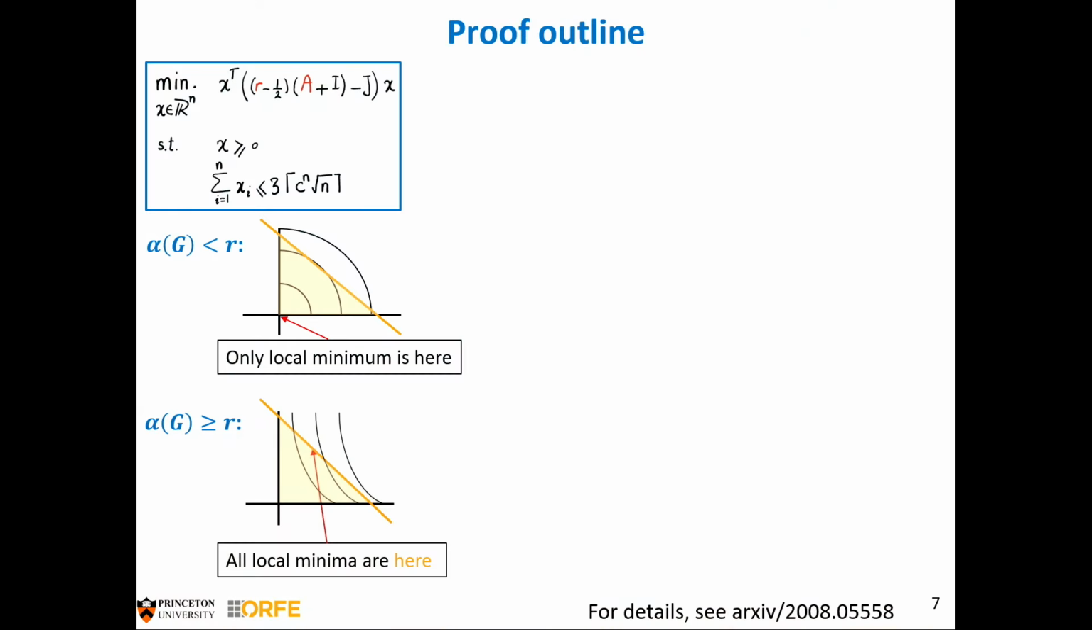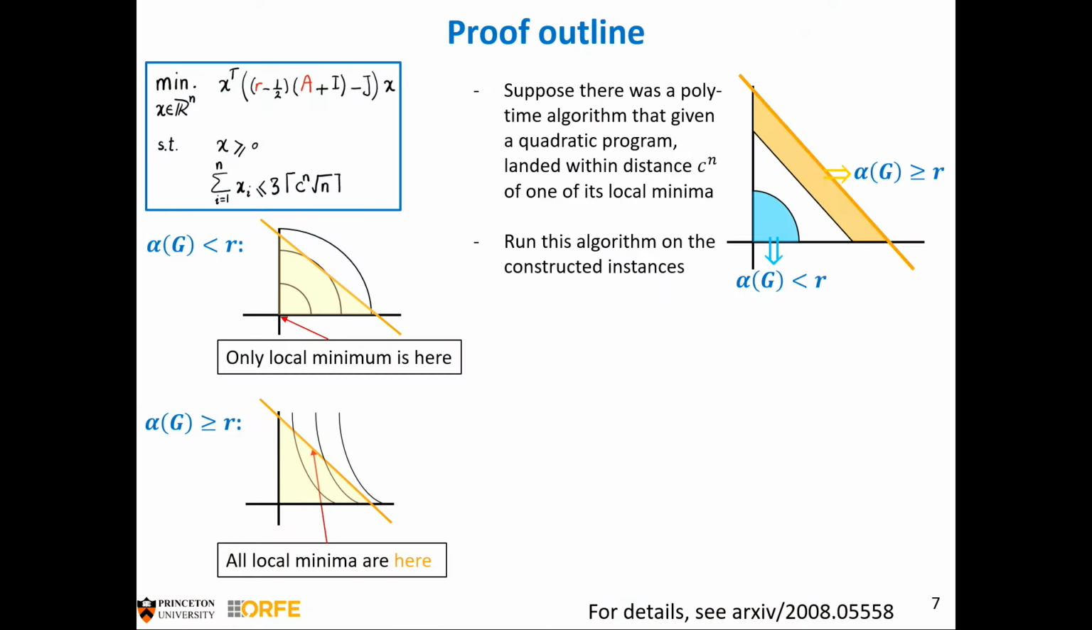But if you believe these two claims, then the theorem follows, because suppose there was a polytime algorithm that, given any quadratic program, would land within distance c to the n of one of its local minima. Well, take your algorithm and just apply it to these quadratic programs. Now, because the algorithm guarantees to land within distance c to the n, and the distance from the origin to this hyperplane you can compute to be 3 times c to the n, that's how this constant is picked. So your algorithm is never going to land in the white region. It is either going to end up in the blue region or in the orange region.